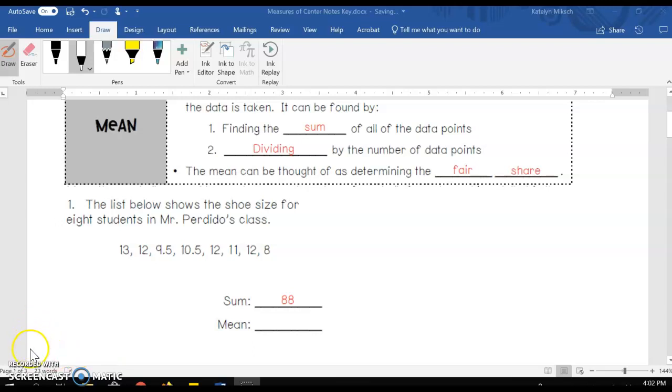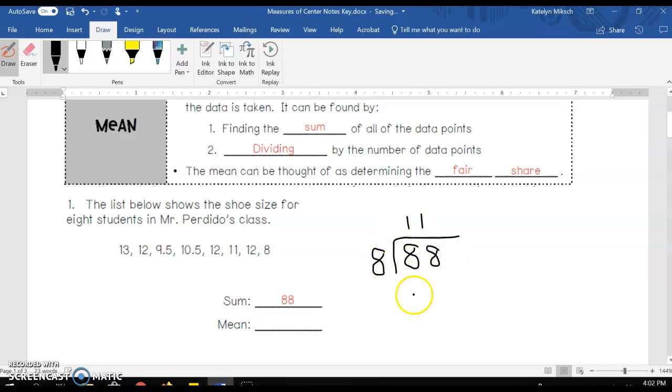And that's pretty easy math to do in your head this time. It's not always going to be that easy. Sometimes you have bigger numbers. Sometimes when you take the mean or find the average, you're going to end up with an answer that's a decimal. That's okay. For this particular one, 88 divided by 8 is very easy. That means the average or the mean shoe size for his class is a size 11 shoe.